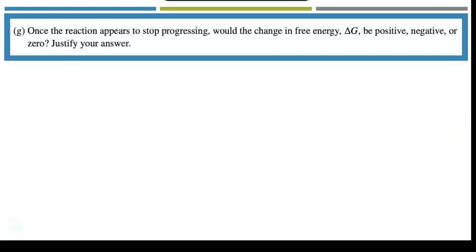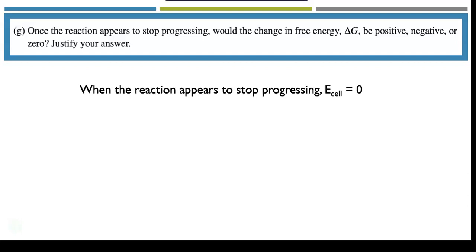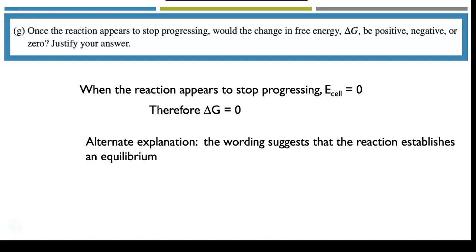Part G. Once the reaction appears to stop progressing, would the change in free energy be positive, negative, or zero? Justify your answer. There's actually 2 ways we could answer this question. When the reaction appears to stop progressing, E cell would be equal to 0. If E cell is 0, delta G is 0. And that would be an adequate answer right there. Alternatively, you could have said the wording suggests that the reaction establishes an equilibrium. And if we're at equilibrium, delta G is equal to 0. Either one of these is fine. It was worth 1 point for Part G.